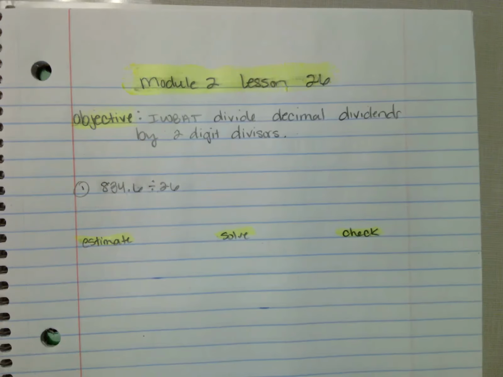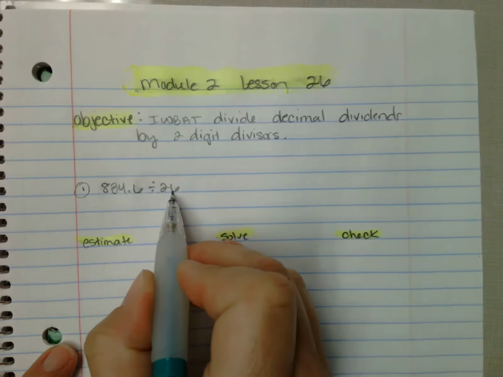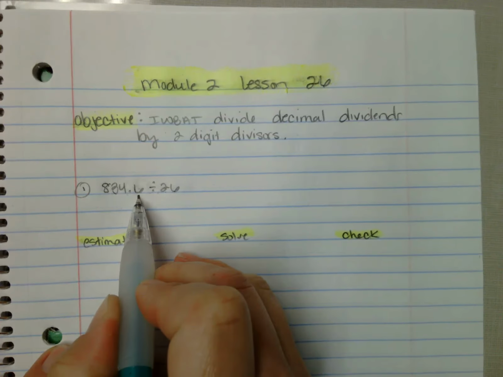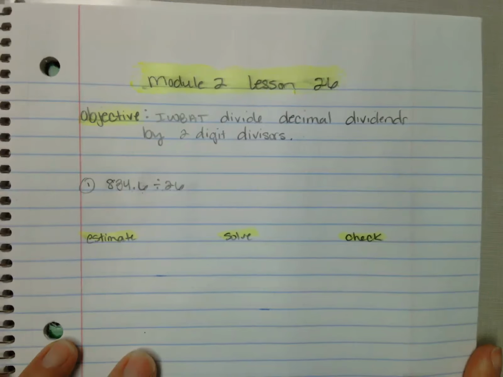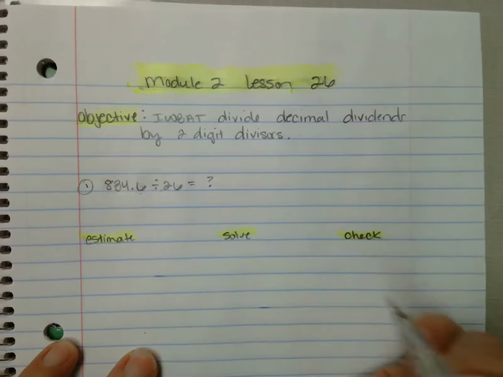All right, so today's lesson is Module 2, Lesson 26. And our objective, our purpose for this lesson, is that you will be able to divide decimal dividends by two-digit divisors. Just a really quick refresher, 26 is our divisor, two digits, and 834 and 6/10 is our dividend. Our answer to a division problem is going to be our quotient.